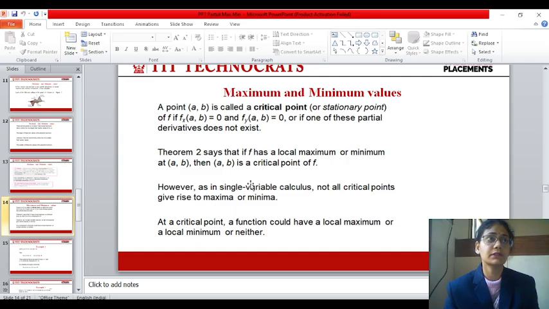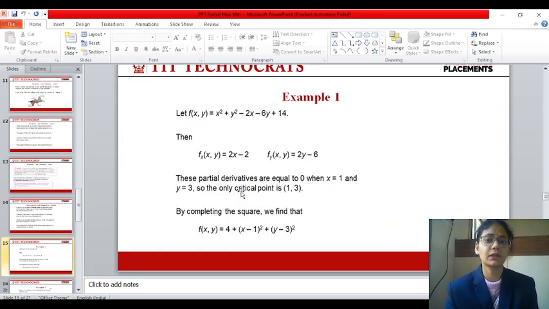So these are the further things for the single variables. Now let us see this example we have. Let f of x comma y is x square plus y square minus 2x minus 6y plus 14. Let us calculate its partial derivative with respect to x. All the terms having y will be treated as constant. So derivative of x square will be 2x, y square 0, minus 2x derivative is minus 2, 6y is 0, 14 is 0. Similarly, we will calculate partial derivative of f with respect to y.